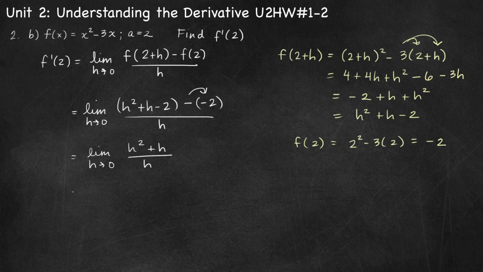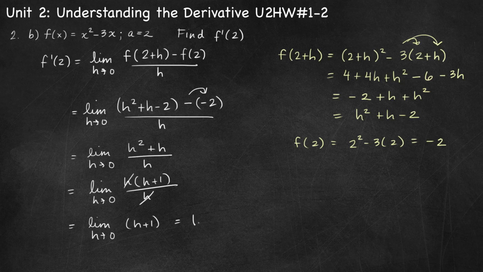over h, which is the limit as h approaches 0. If we factor an h out of the top, we're left with h plus 1 over h. Those h's cancel out. So we have the limit as h approaches 0 of h plus 1. And we can evaluate this limit using substitution. If I substitute 0 in for h, I just get 1. Okay, so I have f prime of 2 equals 1.